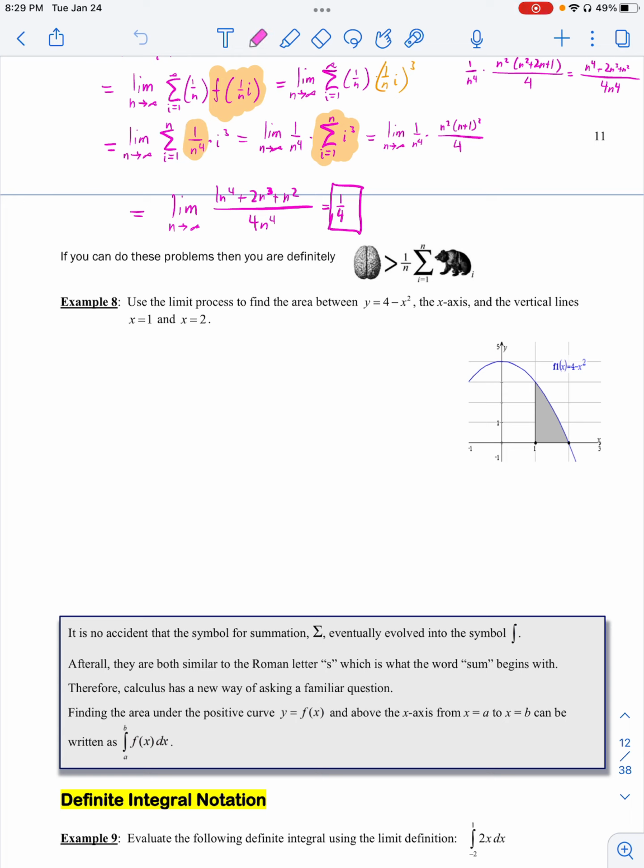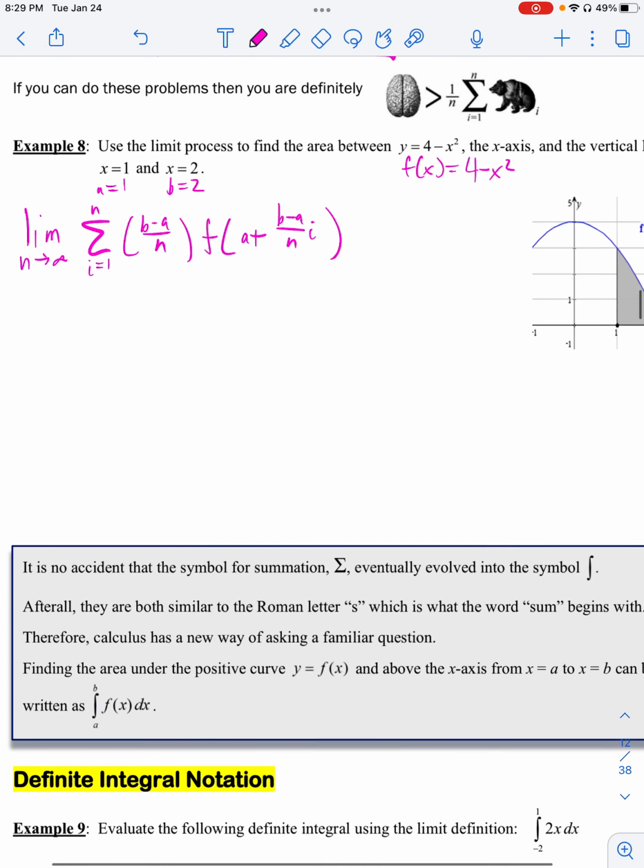Use the limit process again. Our a is going to be 1, b is going to be 2, and f of x equals 4 minus x squared. So we start with that formula: the limit as n goes to infinity of the sum from 1 to n of (b minus a) over n times f of a plus (b minus a) over n times i. Okay, that's it.